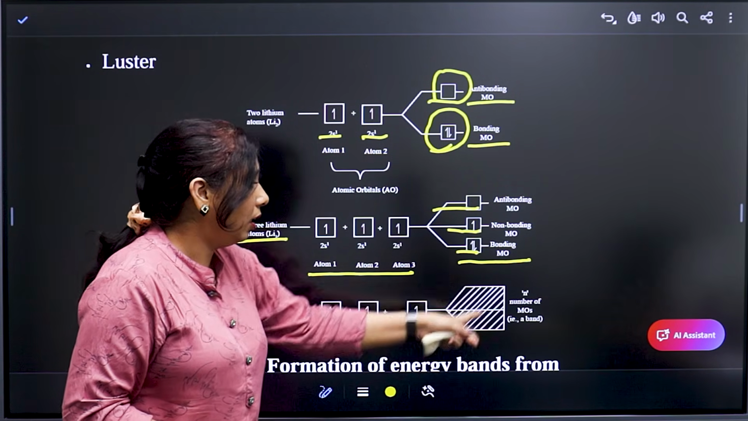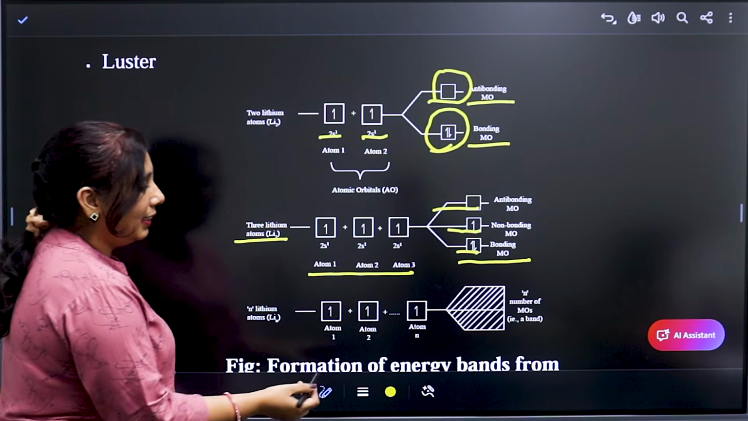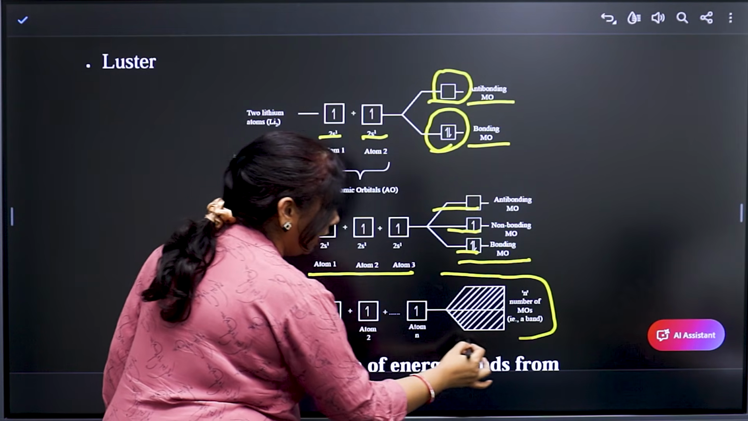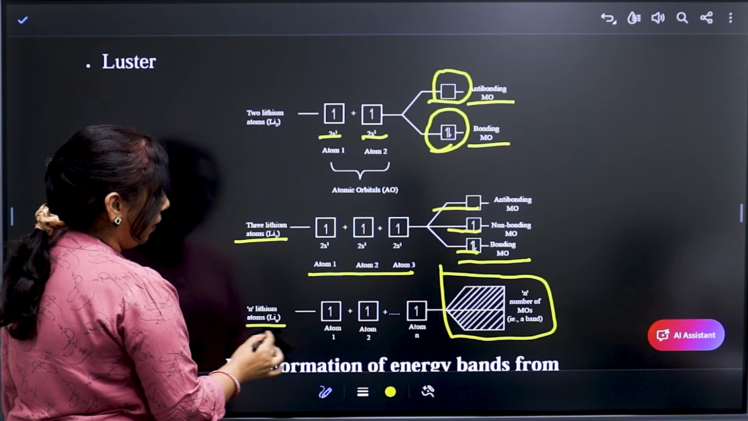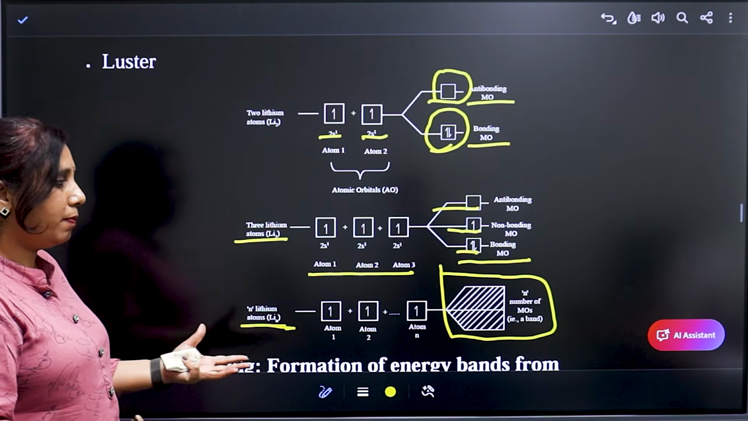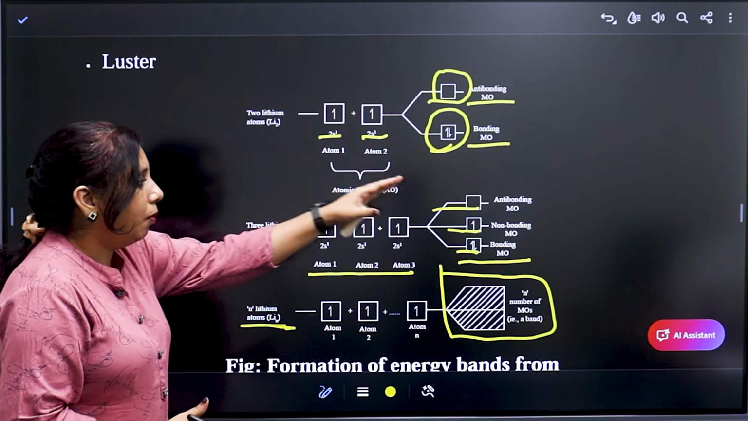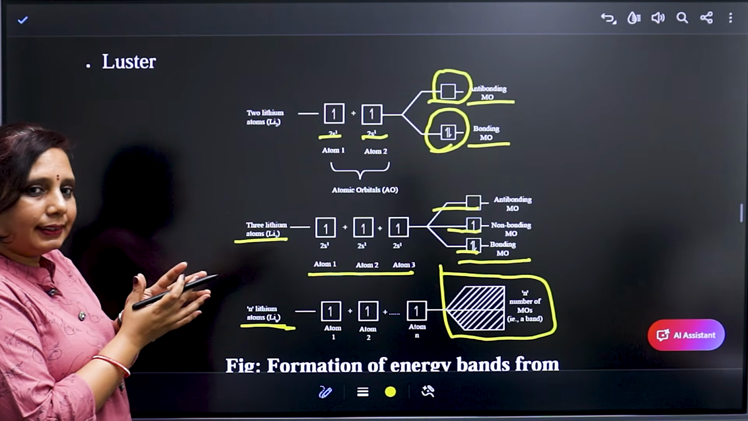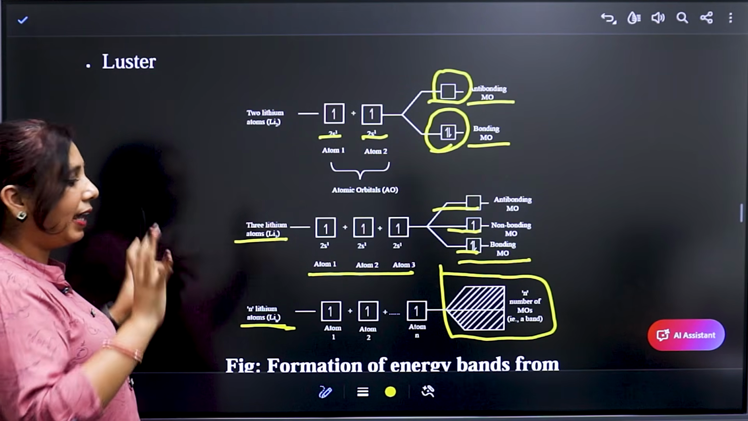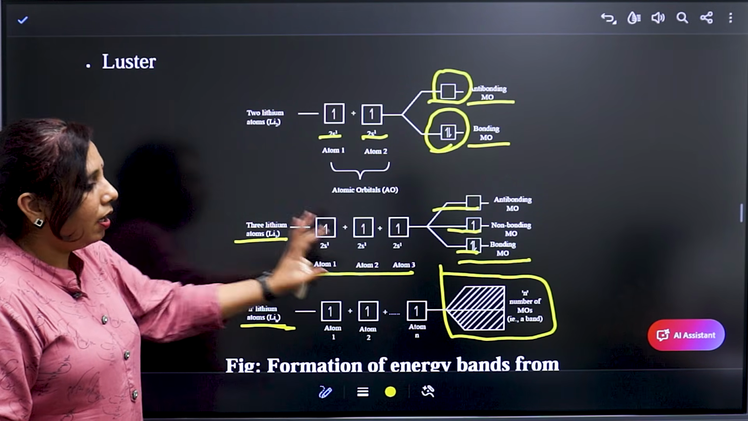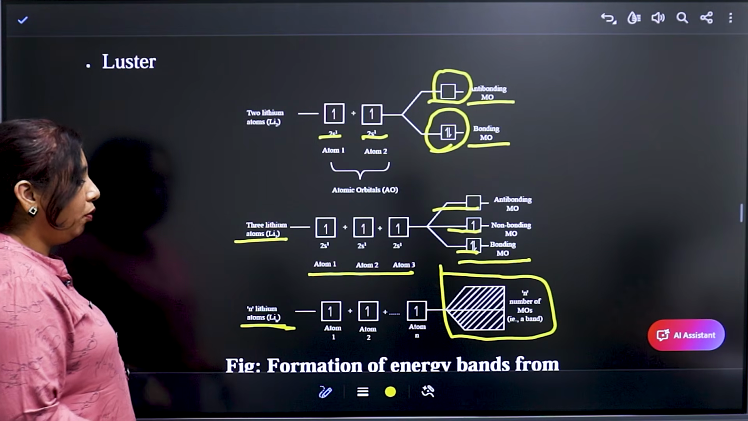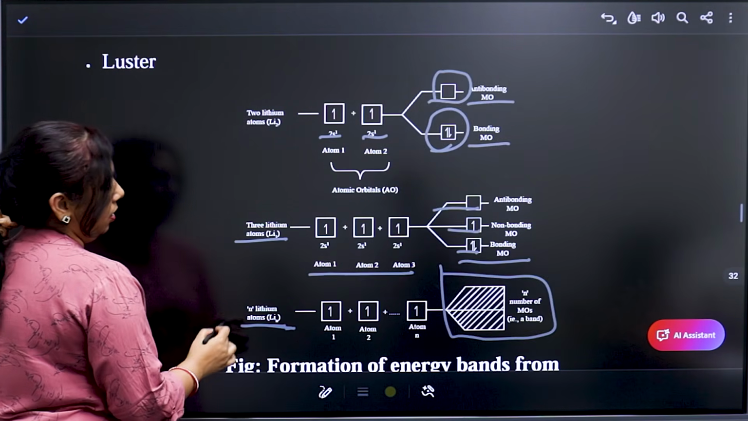So these all together exist like a band. If there are n number of atoms, that means a large number of atoms are present, all these molecular orbitals will exist together like a band of energy. This is how bands are formed according to band theory of metals.